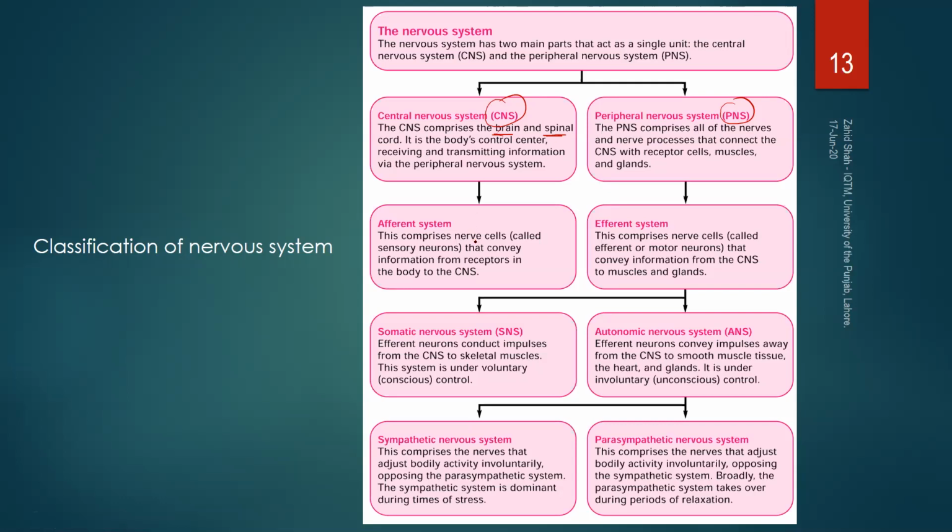The CNS comprises the nerve cells that are the sensory neurons. They convey information from receptors in the body to the CNS. For example, if you touch something that is hot, information from your skin receptors is transmitted to the brain that you have touched something having high temperature. That is done through these sensory neurons. The peripheral nervous system comprises all of the nerves and nerve processes that connect the CNS with the receptor cells, muscles, and glands. As I mentioned, that is a sort of subordinate of the CNS.